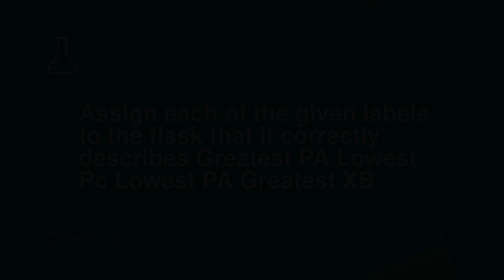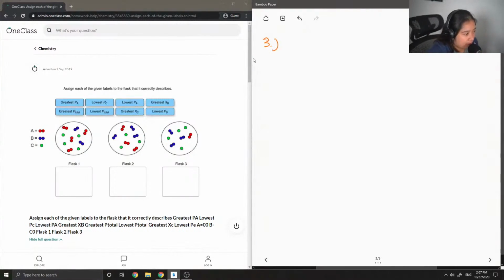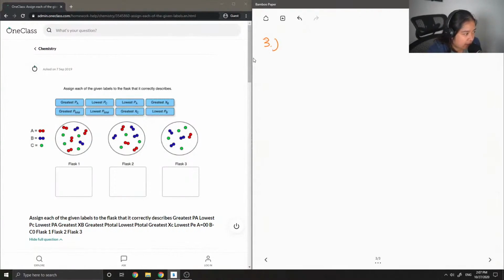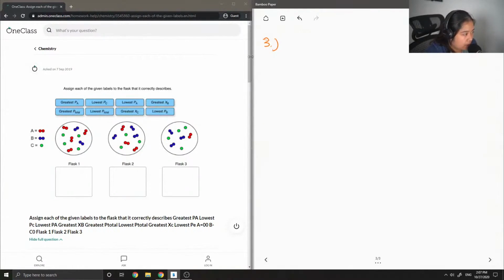Okay, so let's move on to question number 3. Assign each of the given labels to the flask that it correctly describes. Okay, so I'm guessing P is for pressure, P total. I'll just write down the definitions for what all of these mean.